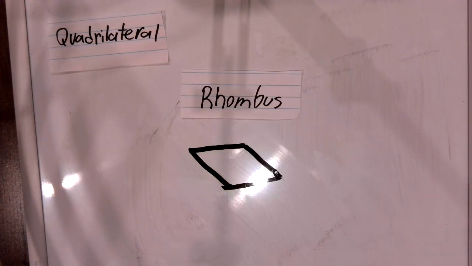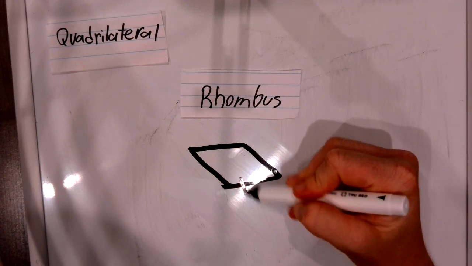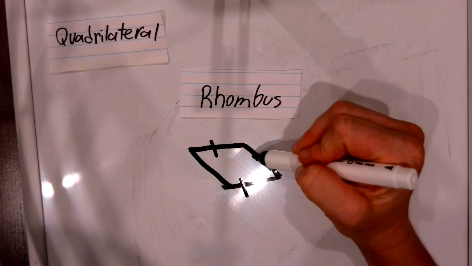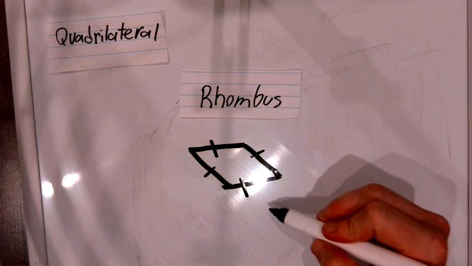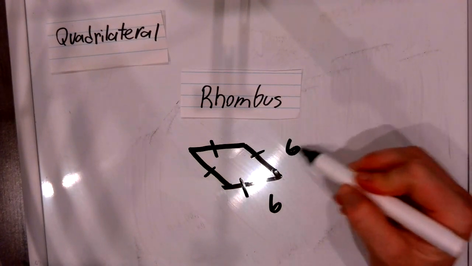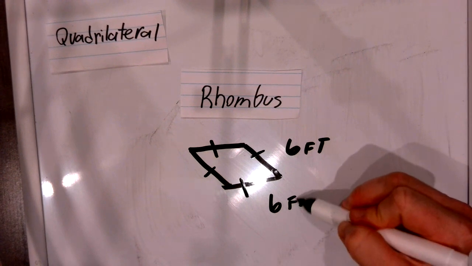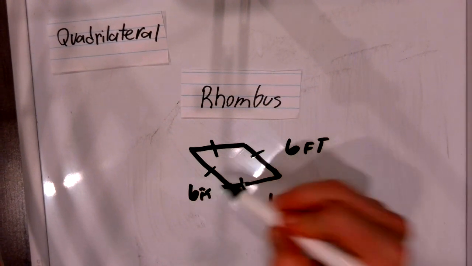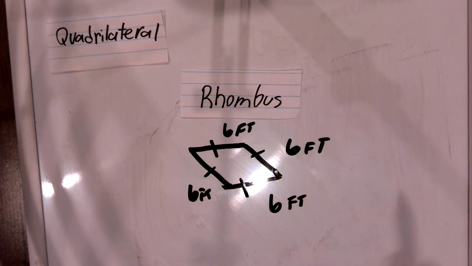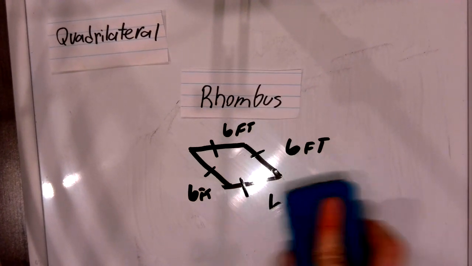A rhombus is a quadrilateral with four equal straight sides. It kind of looks like a diamond or a blown over square. All lengths are the same, so all lengths are congruent. They are all the same. So this side is going to be 6 feet. This side is going to be 6 feet, 6 feet, 6 feet. All of these lengths are the same. Congruent.